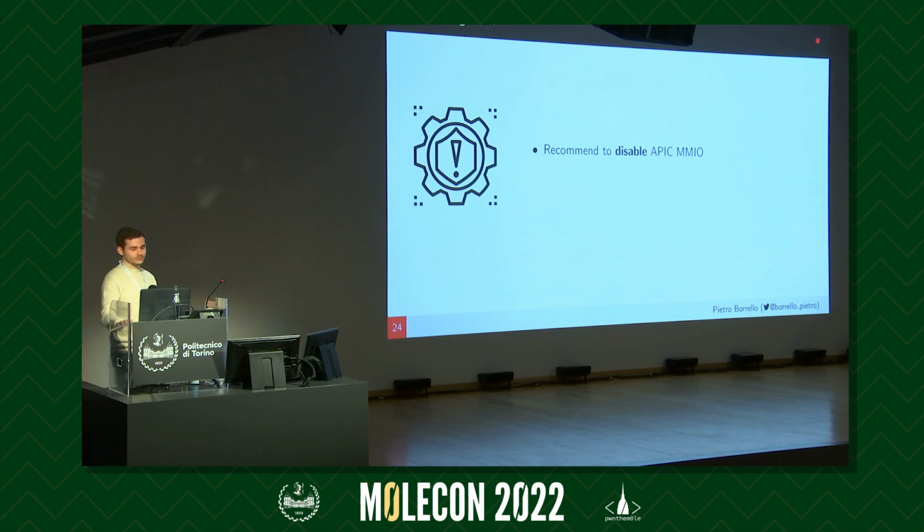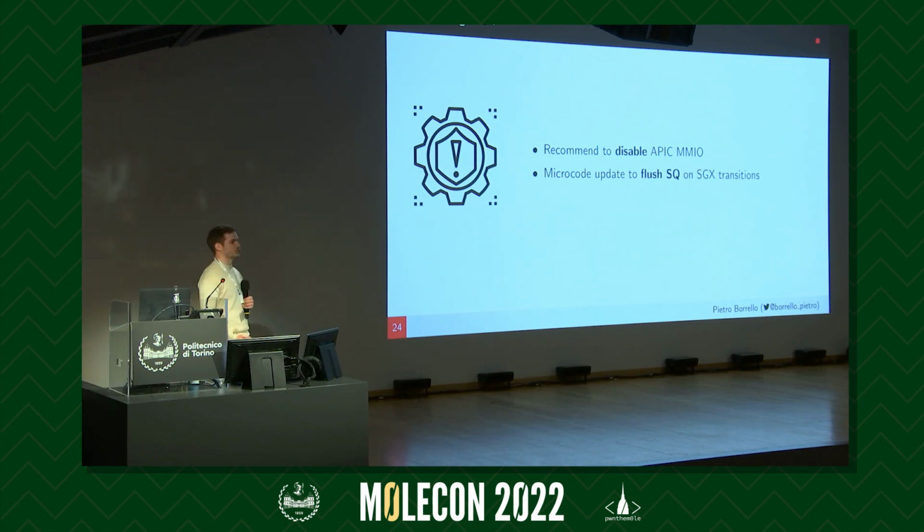Intel said no, since they don't want to deprecate stuff. So they released a microcode update. This microcode update just flushes the superqueue on SGX transitions. This means that if you have a CPU that is affected by this vulnerability, the vulnerability is still there. If you dump the APIC, you will still leak the superqueue. But what Intel did is flush the superqueue on SGX transitions so that SGX data will not be there when you leak it. But you can still leak data.